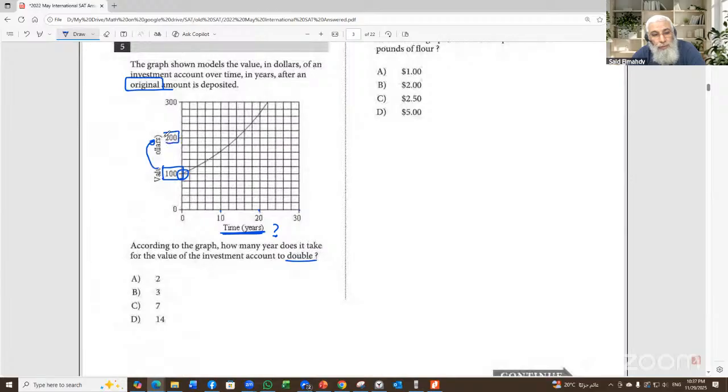So 200 here, double. This is which year? This is 10. This is 12, 14, 16, 18, 20. So this is 14. The solution is 14 years, after 14 years.